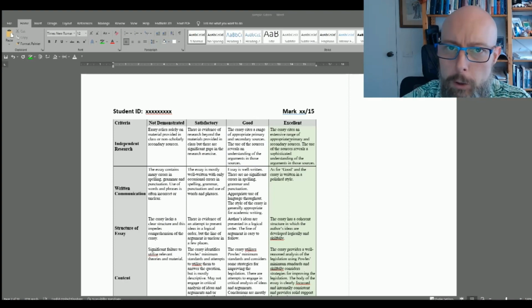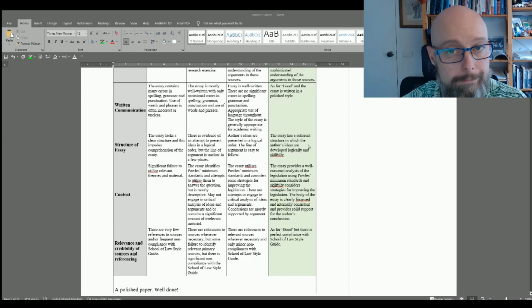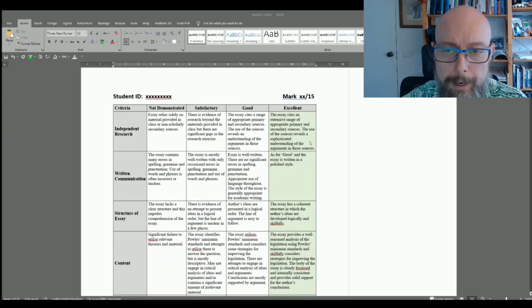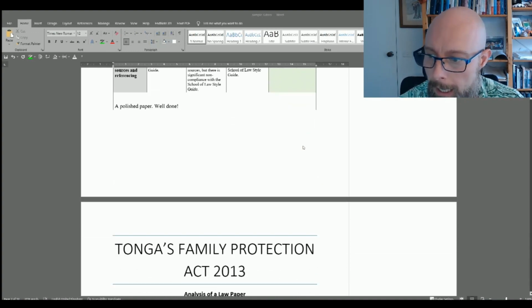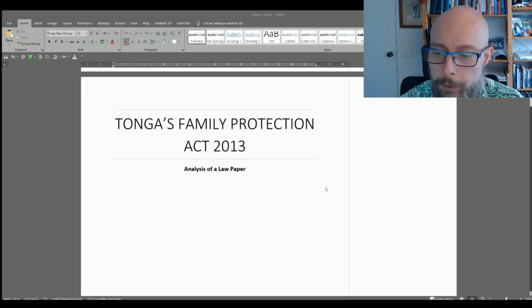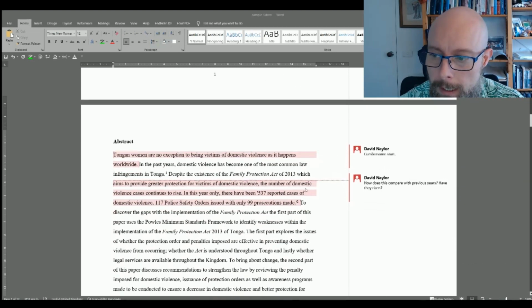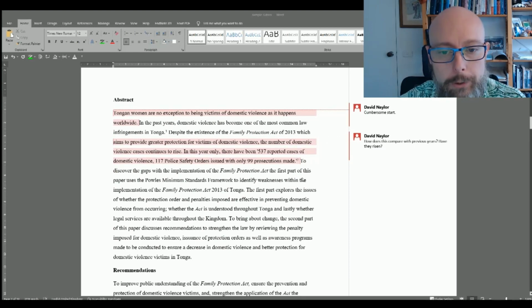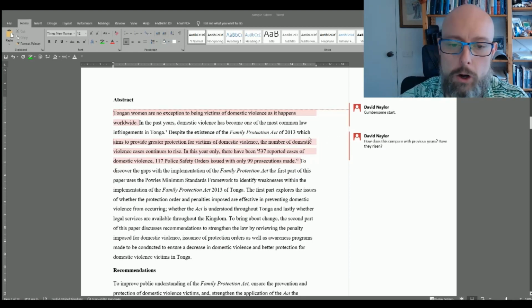Okay, so we're going to have a look at this example now. I've marked this as an excellent paper. Let's see. It looks at the Tonga's Family Protection Act 2013. So let's start with the abstract. Okay, you can see a few comments on the side.